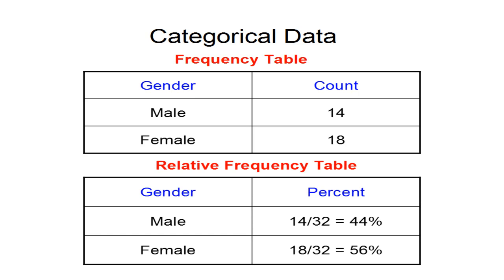A relative frequency table looks at this in terms of percents. Again, in the first column we have our variable gender with male and female, and then in the second column we have our percents. There are 14 out of 32 males, which is 44%, and there are 18 out of 32 females, which is 56%.